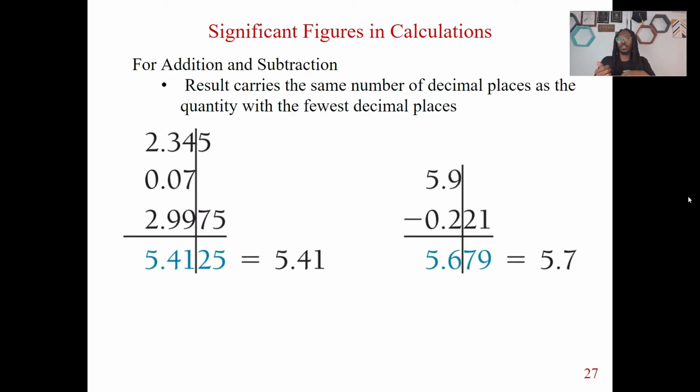For adding and subtracting, it's going to be a little bit different. So let's look at our point here. The result, so the answer, carries the same number of decimal places as the quantity with the fewest decimal places. So basically, you want your answer to have the fewest decimal places of whatever you were adding or subtracting.